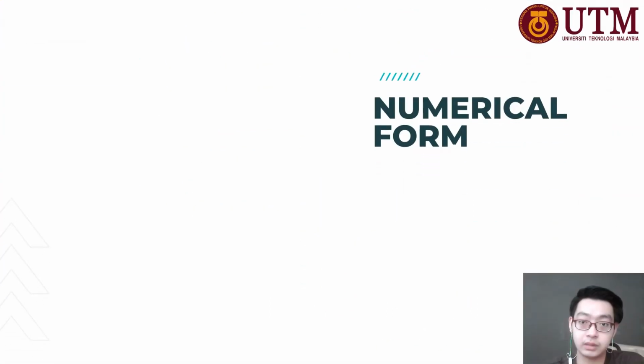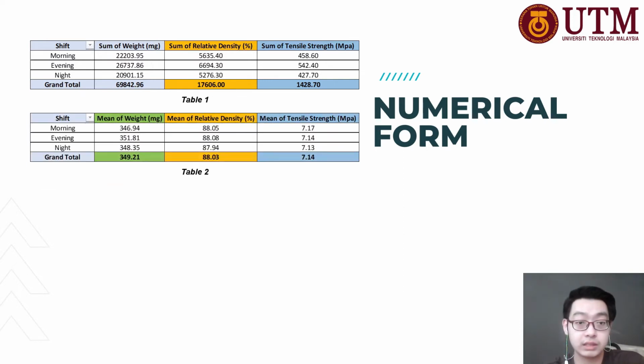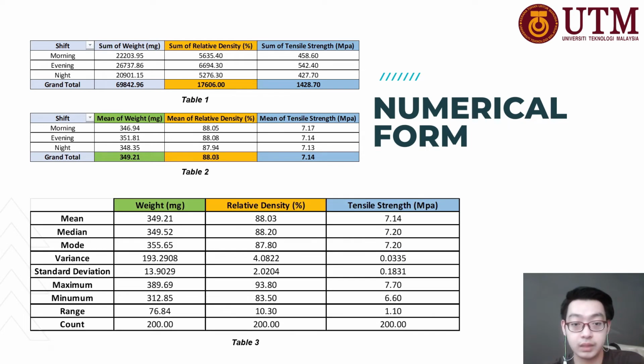This is the first form, the numerical form. Table 1 shows the sum of the weight, relative density, and tensile strength for the morning, evening, and night shifts. After that, they are summed up to get the grand total. Table 2 shows the mean of weight, mean of relative density, and mean of tensile strength for the morning, evening, and night shifts. The third table is the calculation of mean, median, mode, variance, standard deviation, maximum, minimum, range, and count for the weight, relative density, and tensile strength.